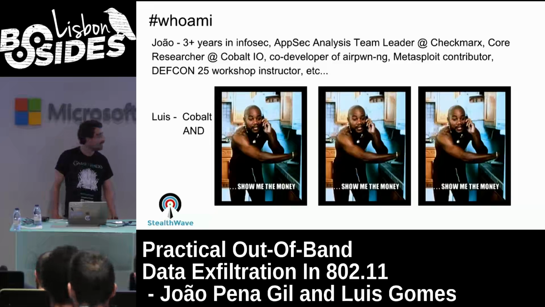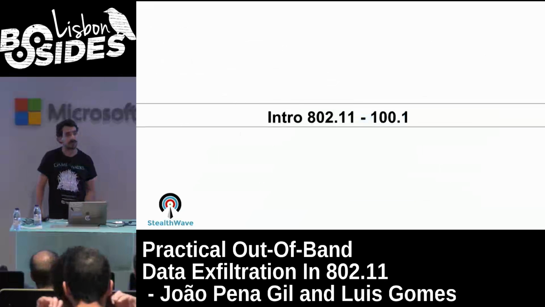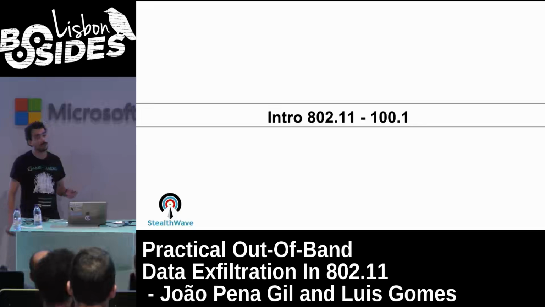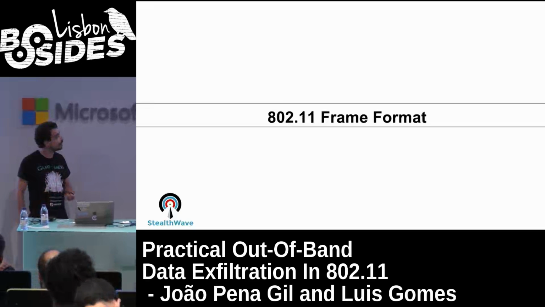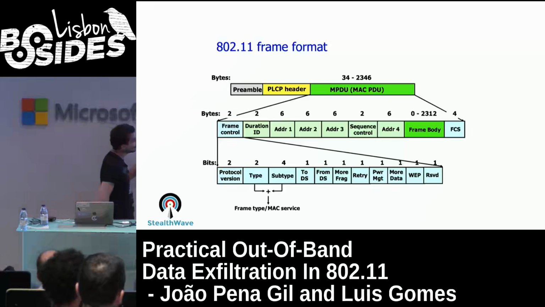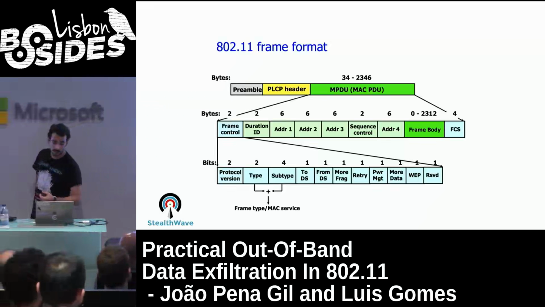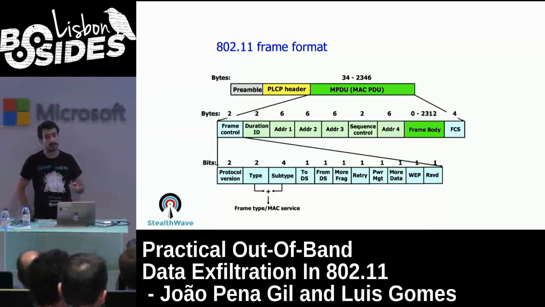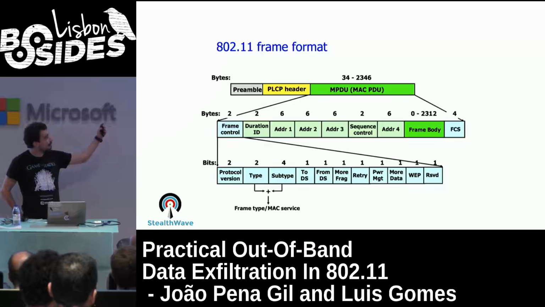So, okay, let's get down to business. First of all, let's do just a little bit of an intro. 802.11 has several frame types. This is pretty much what the format is. The type and the subtype actually dictate what type of frame it is. You have control frames, data frames, and there are management frames as well.